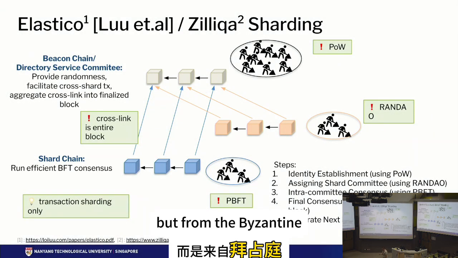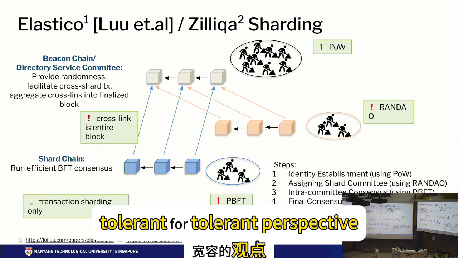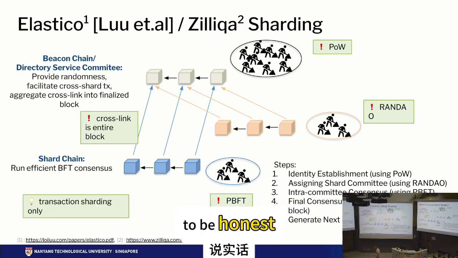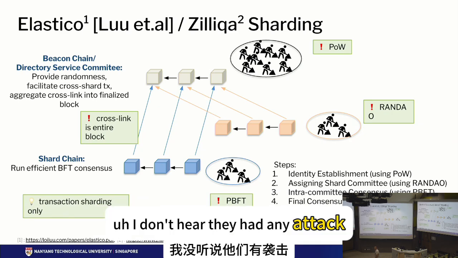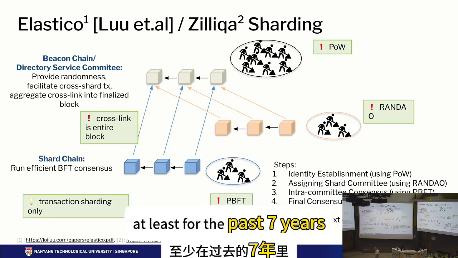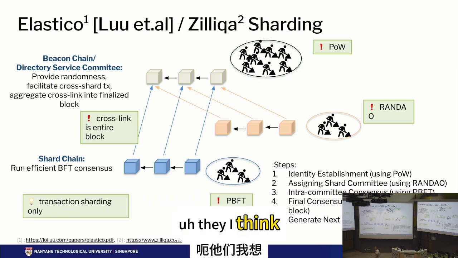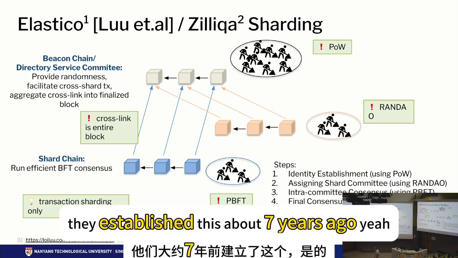But from the Byzantine fault tolerance perspective, I don't see any issues, to be honest. I haven't heard of any attack, at least for the past 7 years. I think they established this about 7 years ago.